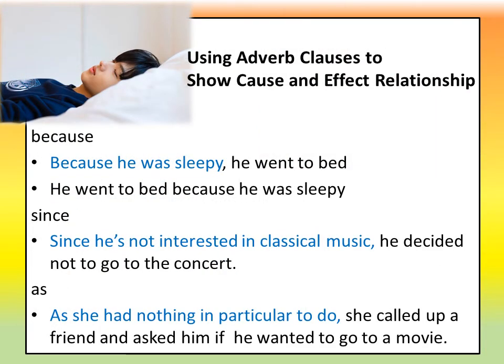Using adverb clauses to show cause and effect relationship. Because. Because he was sleepy, he went to bed. He went to bed because he was sleepy. Using since. Since he is not interested in classical music, he decided not to go to the concert. Using as. As she had nothing in particular to do, she called up a friend and asked him if he wanted to go to a movie. So in here we use because, since, and as to show cause and effect relationship.